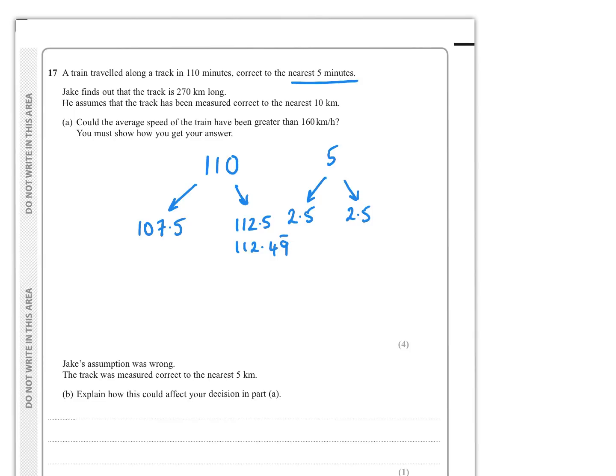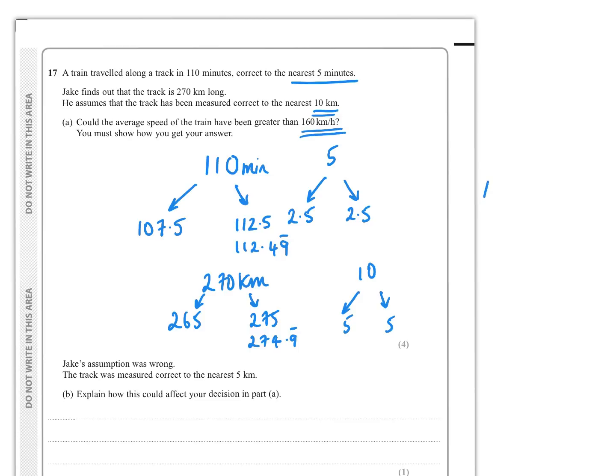Now if we look at the track, and we'll put minutes here, if we look at the track, that's 270 kilometres long, and it's measured to the nearest 10. So I'm going to take my 10, I'm going to halve it. So I'm going to go down by 5 one way, so that's 265, and as high as 275, or you could say 274.9 recurring kilometres. Now, could the average speed of the train have been greater than 160 kilometres per hour?